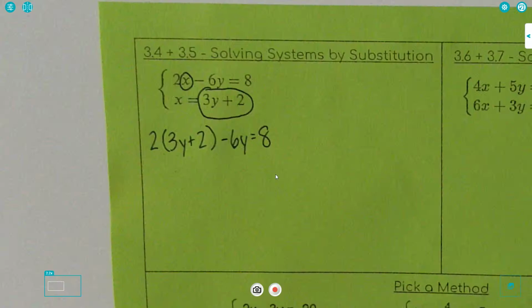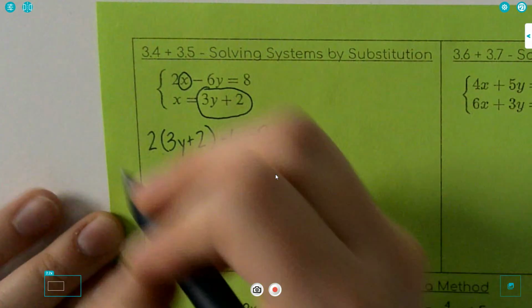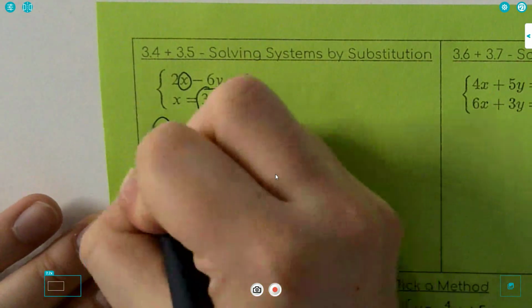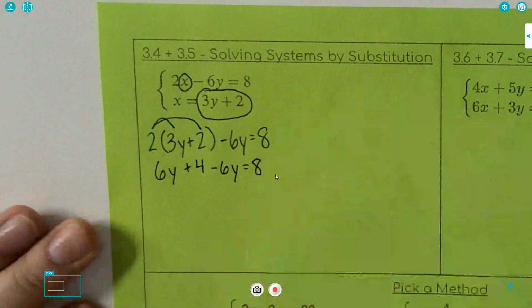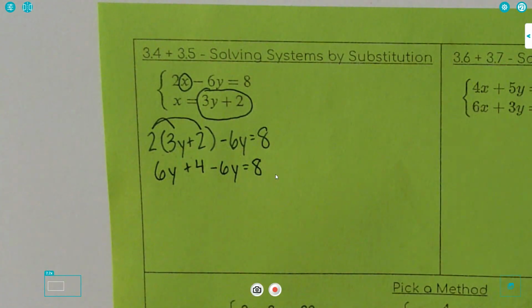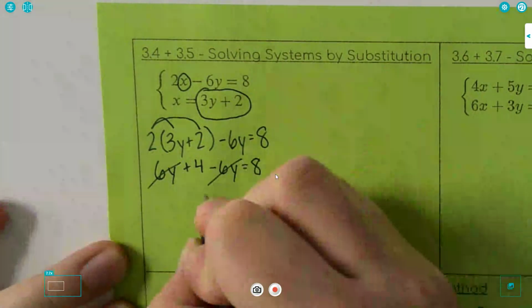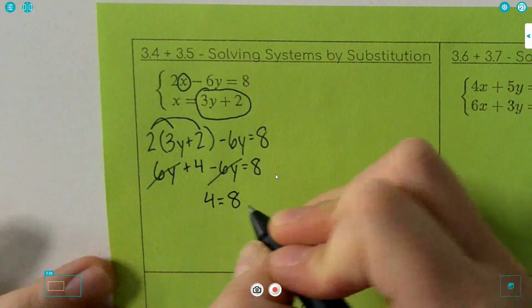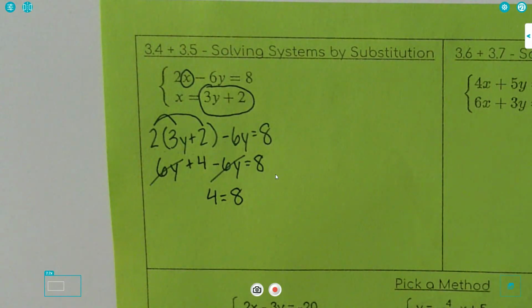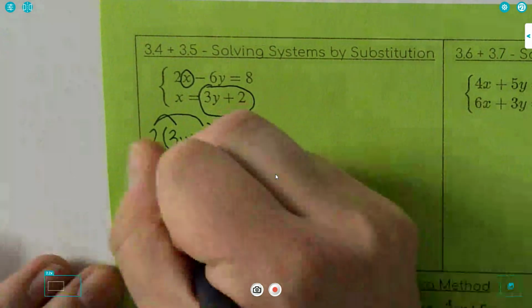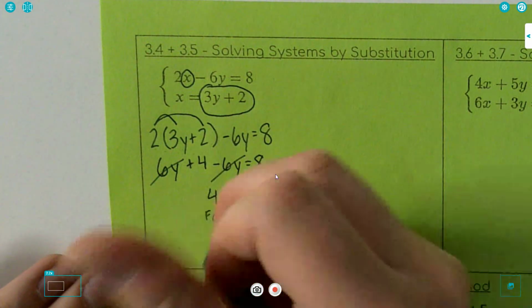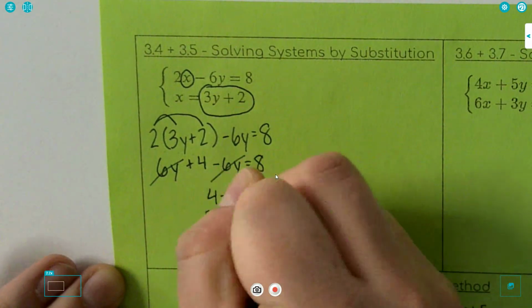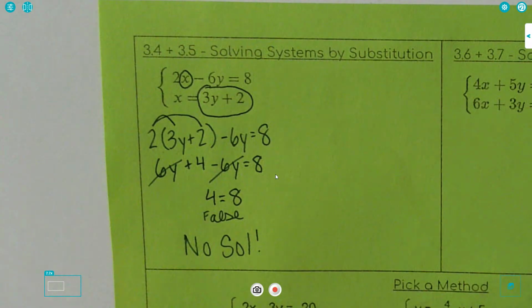Okay, from there, we are able to distribute. So 2 times 3y is 6y. 2 times 2 is 4. And I still have minus 6y equals 8. What's going to happen to my 6y minus 6y? They're going to cancel out. What do I have left? Positive 4 equals positive 8. Is that true or false? False. What is my answer on this problem? No solution. So if your variables cancel out and you are left with a false statement, you have no solutions.